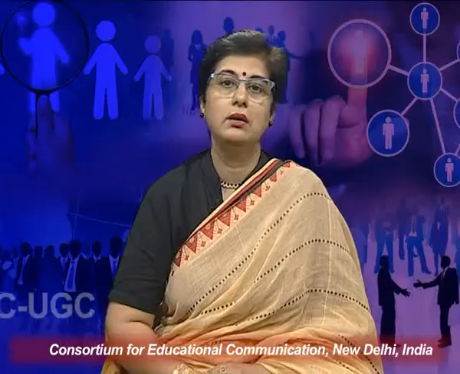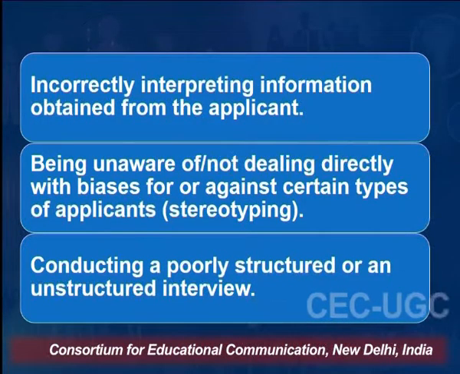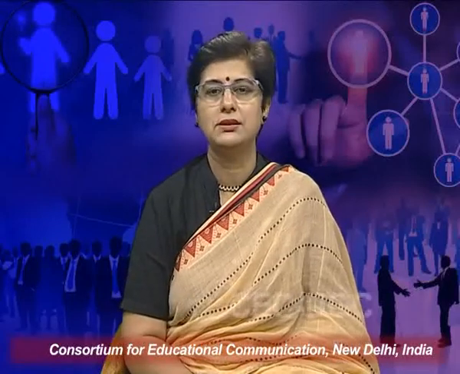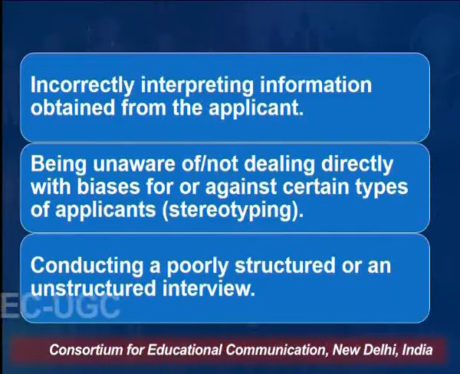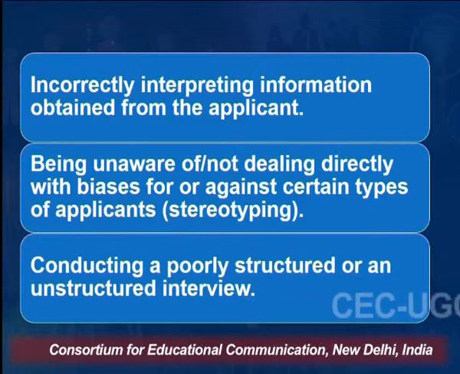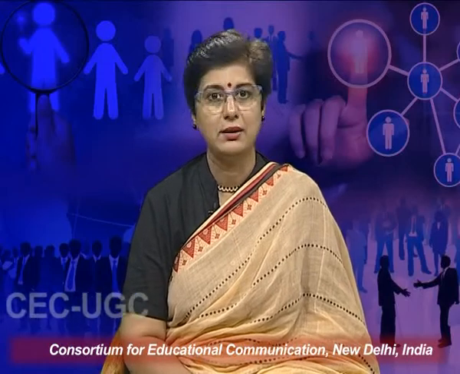Then there can be an unawareness of, or not dealing directly with, biases against certain types of applicants. We all know that we have particular mindsets or stereotypes, and that can also lead to ineffective interviewing. And then, of course, conducting a poorly structured or, at times, an unstructured interview when the interviewer is not skilled enough to conduct a proper unstructured interview. Though at times unstructured interviews are successful, again the interviewer must be skilled and experienced in conducting those types of interviews.